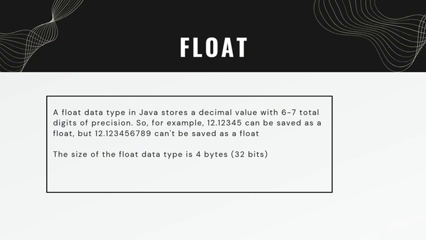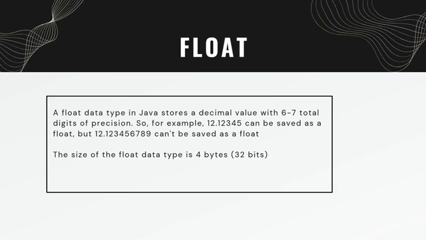Second, float. A float data type in Java stores a decimal value with 6 to 7 total digits of precision. So for example, 12.12345 can be saved as float, but 12.123456789 can't be saved as float. The size of the float data type is 4 bytes, 32 bits, used for single precision floating point numbers, typically for memory efficient arrays of floating point numbers.